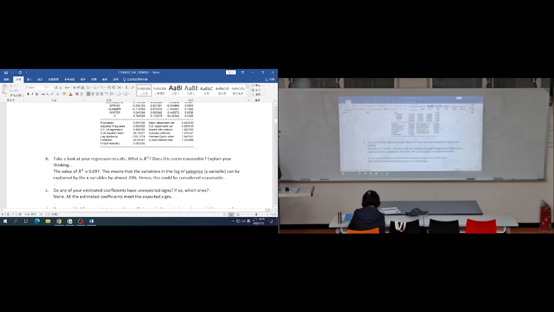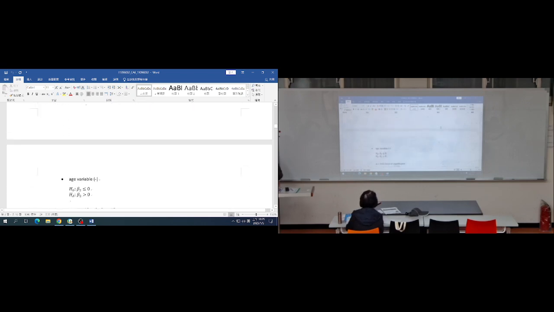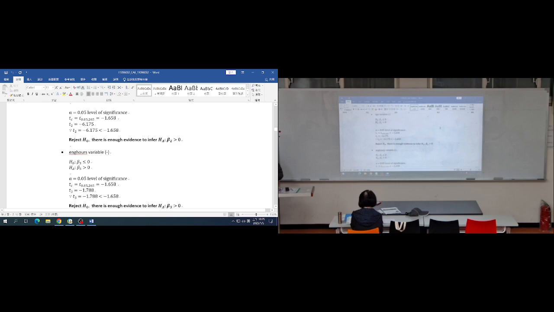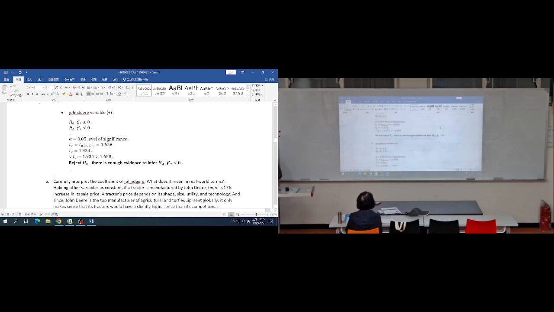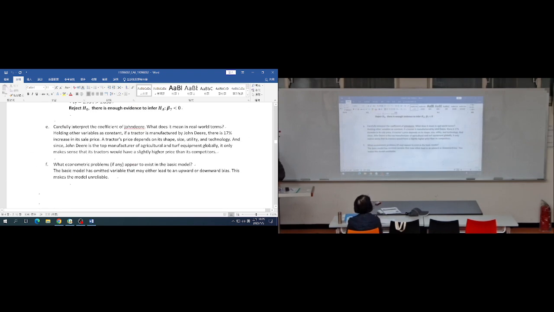Just do the E parts. Letter D, sorry. E. A, B, C, D, E. All right. For E, holding other variables constant, if a tractor is manufactured by John Deere, there is a 17% increase in its sale price. A tractor's price depends on its shape, size, utility, and technology. Since John Deere is the top manufacturer of agricultural and turf equipment globally, it only makes sense that its tractors would have a slightly higher price than its competitors.